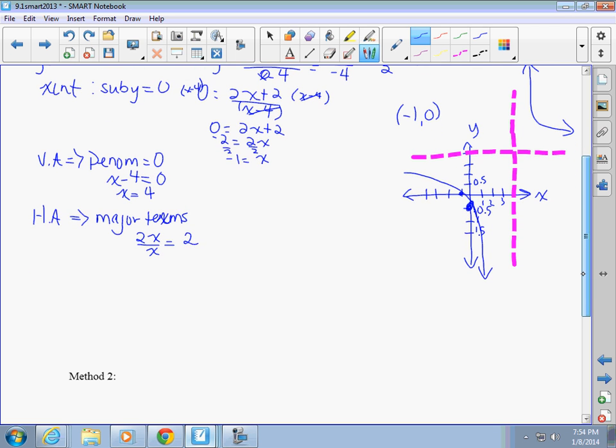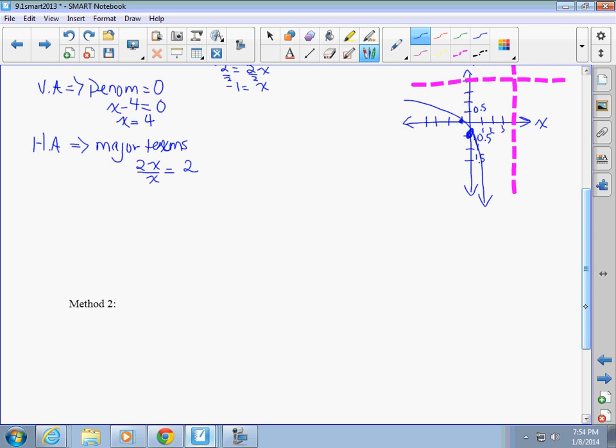So method number 2 is to put it in the form y is equal to a over x minus h plus k. I might have said that the first time, I can't remember. Okay, so just like in method 1, we're going to find the x and y intercept. I've already done that up there, so I'm not going to do it again.